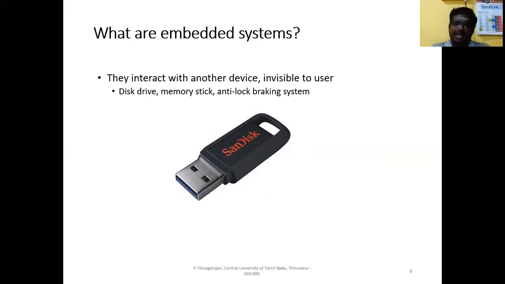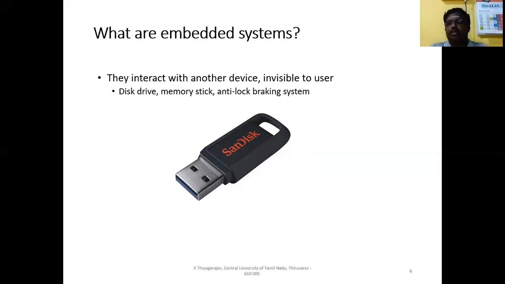For example, take this pen drive. The user cannot directly interact with the pen drive. In fact, we need an intermediate, that is, we need a computer. This embedded system, like the USB disk shown in the slide, has to be inserted inside the PC or the computer. Then in turn, the user will interact with the computer and it will do the operations on the pen drive.